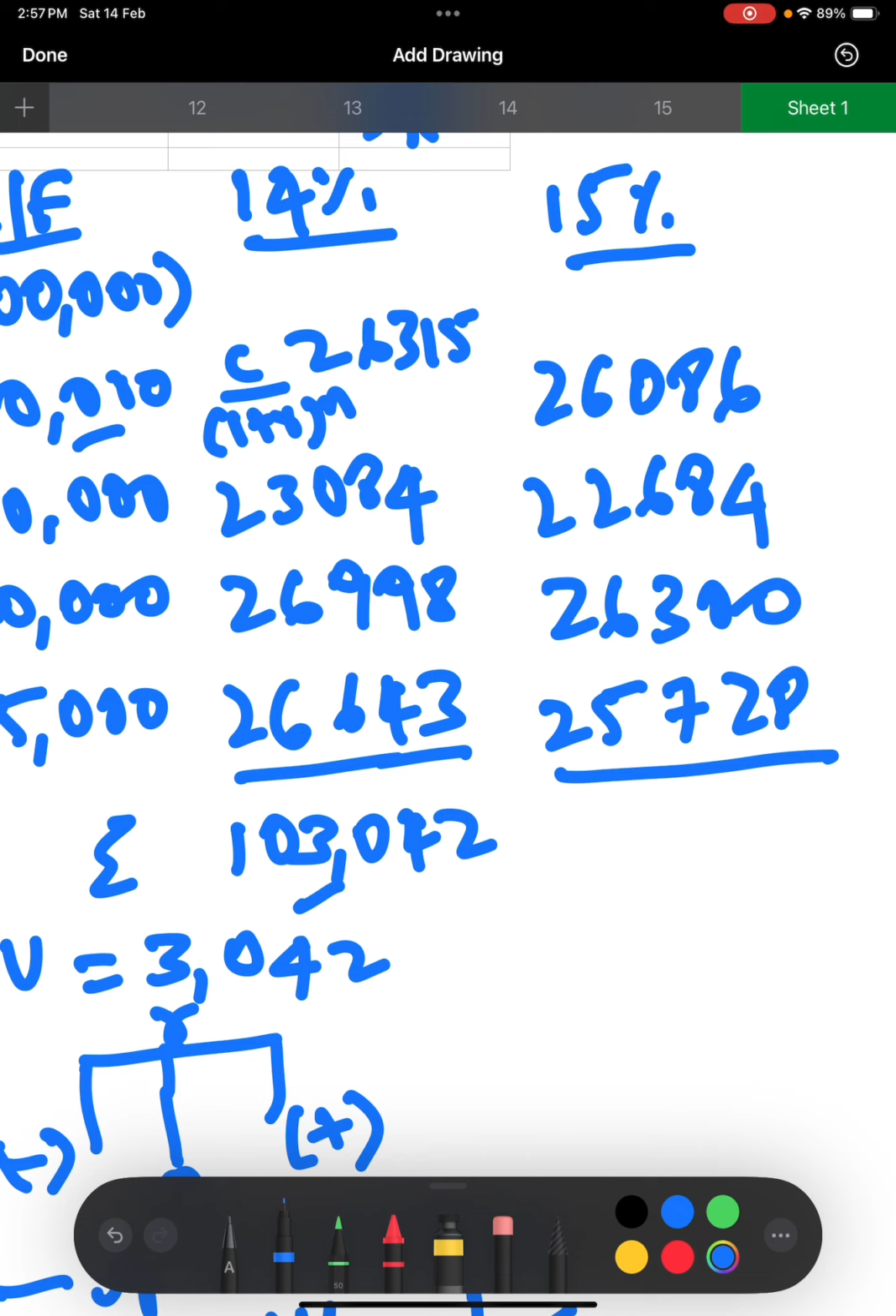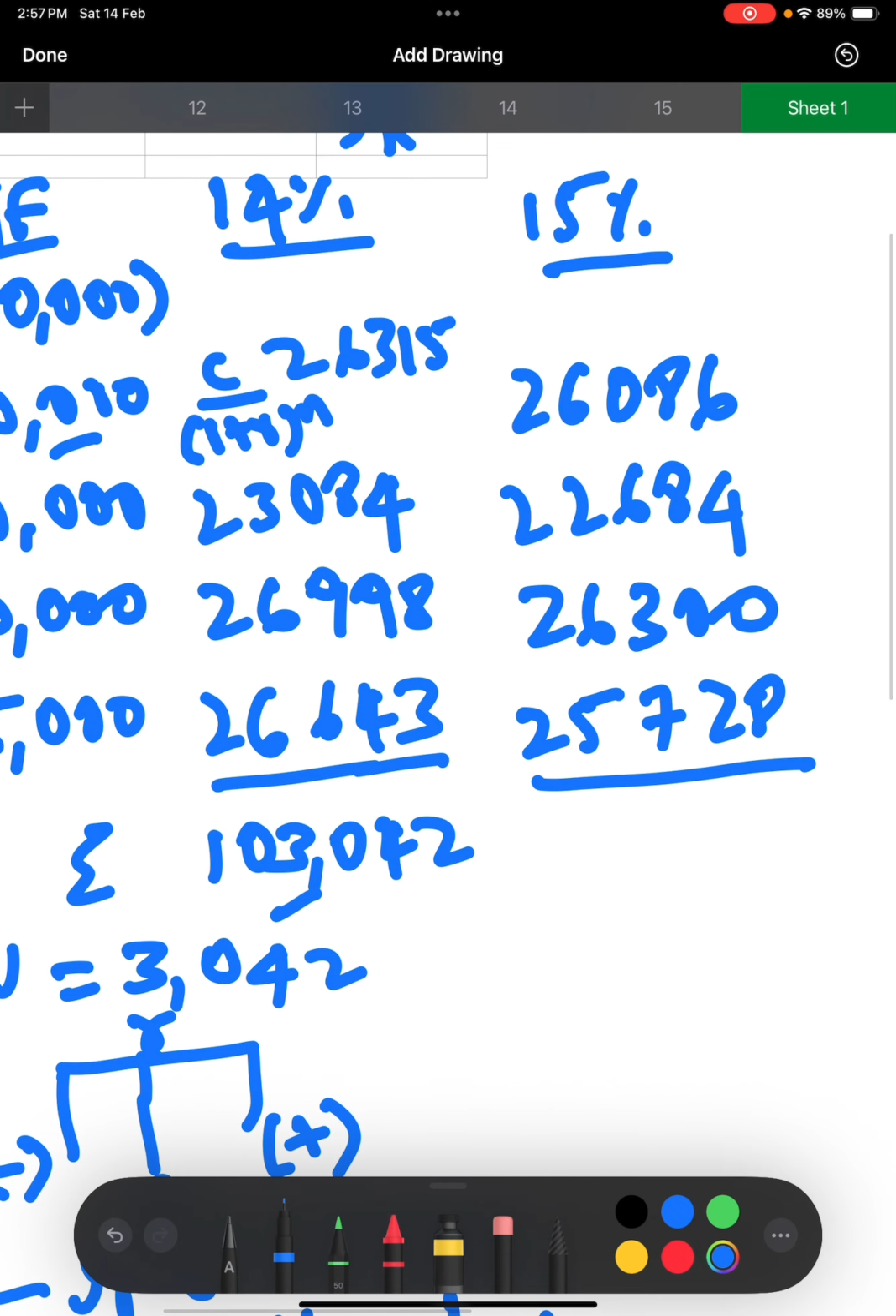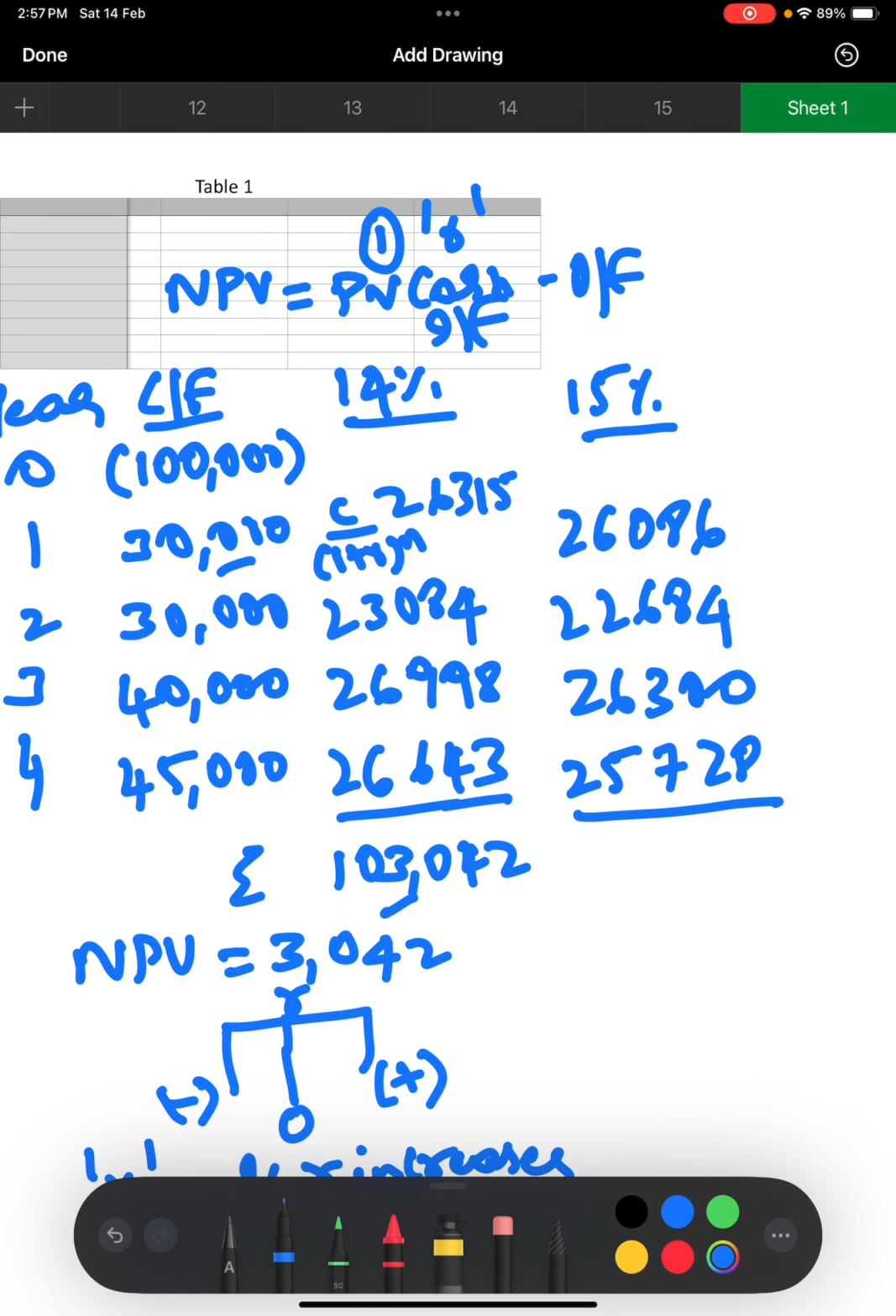So we took 14% here, and now we are taking 15%, right? This is the best example of what you can see. When it was 14%, the cash flow was 26,315, and when we increase the R, you can see it is reduced.